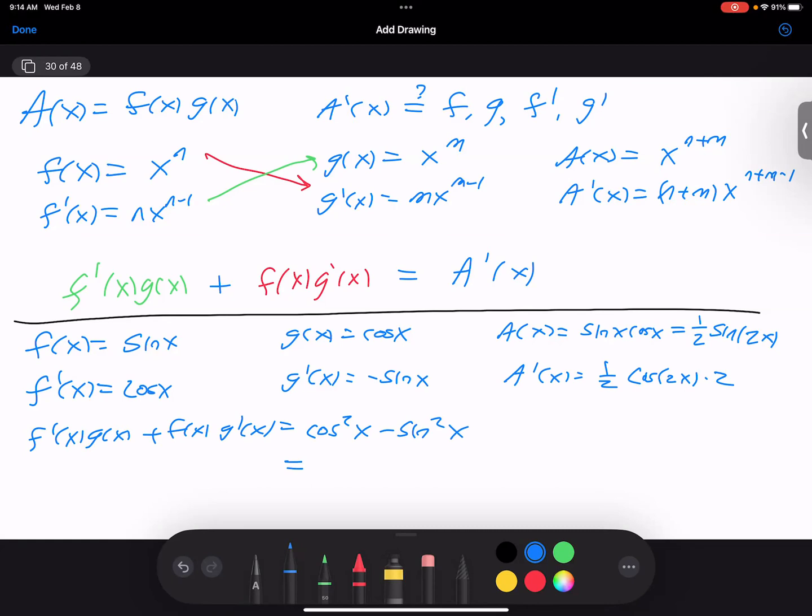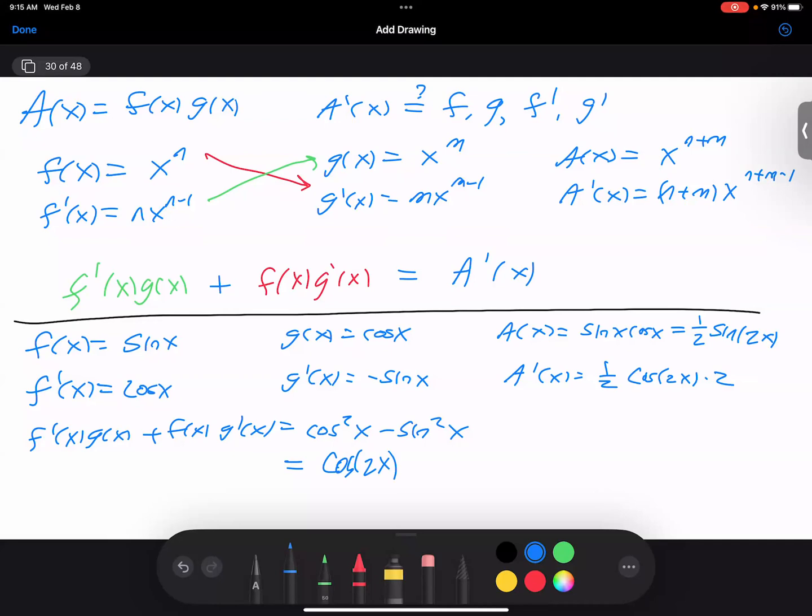Does anybody remember what cosine squared x minus sine squared x is? Nope, that's cosine squared x plus sine squared x. Even if you don't know your trig, the answer's on the board, right? We know the product rule. It's got to be cosine 2x. So this is just cosine x times cosine x minus sine x times sine x.